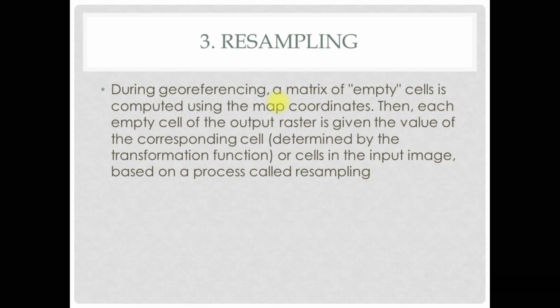So the third step is resampling. During georeferencing, a matrix of empty cells is computed using the map coordinates. Then each empty cell of the output raster is given the value of the corresponding cell, determined by the transformation function, or cells in the input image, based on a process called resampling.